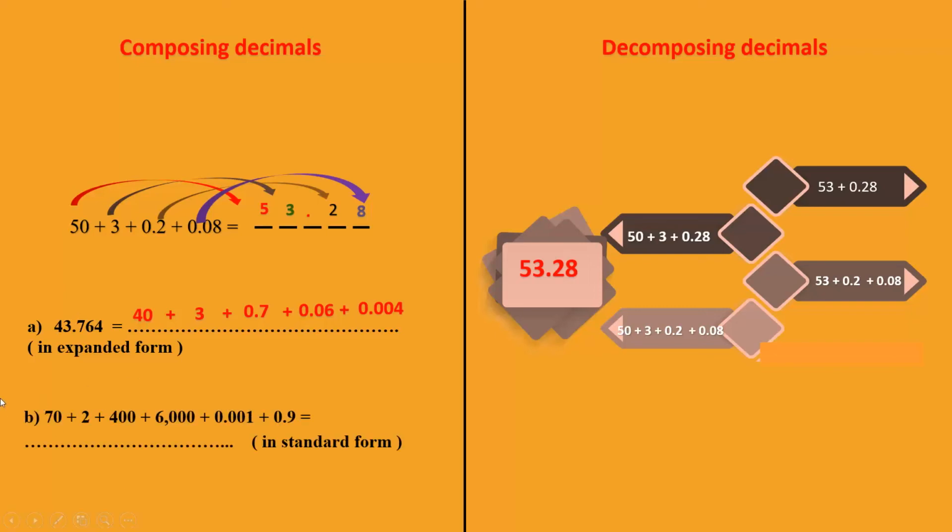70 plus 2 plus 100 plus 1000 plus 0.01 plus 0.9 in standard form. Okay, here's the greatest digit. 6,472 is the whole number. 6,472, decimal point, 901.